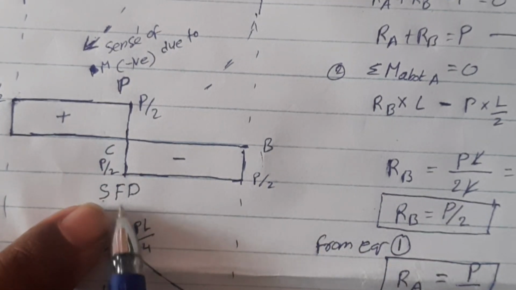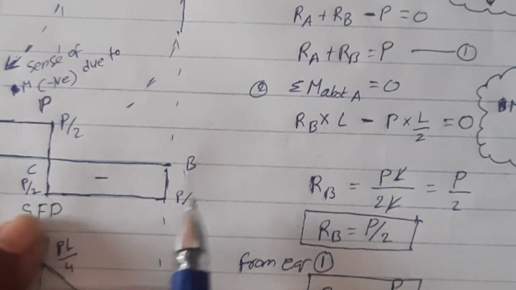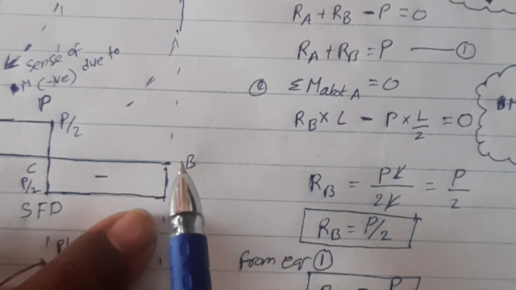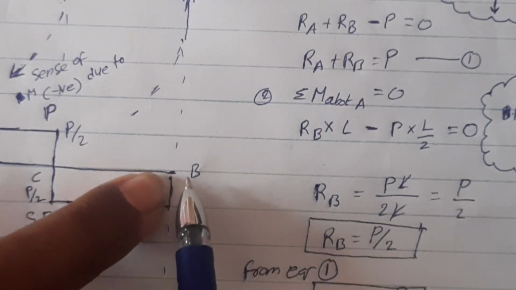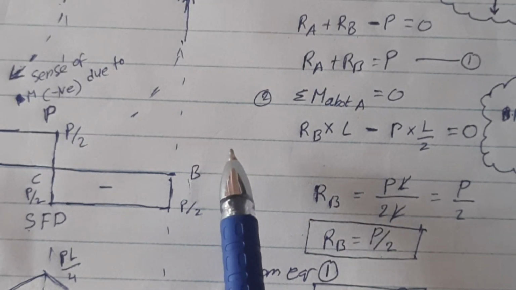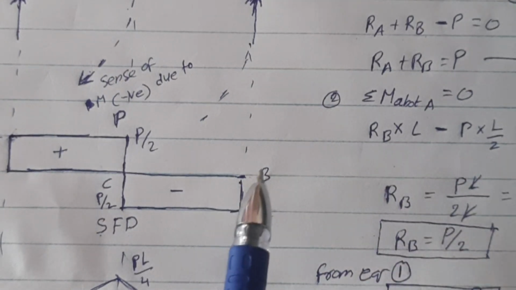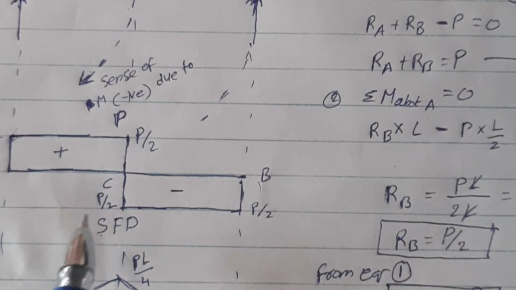This P by 2 in the negative sign should be continued till section B, where the reaction P by 2 is acting in the positive direction, so we will get 0 at the point B. Shear force as 0 at point B, which says the shear force diagram is in equilibrium condition.